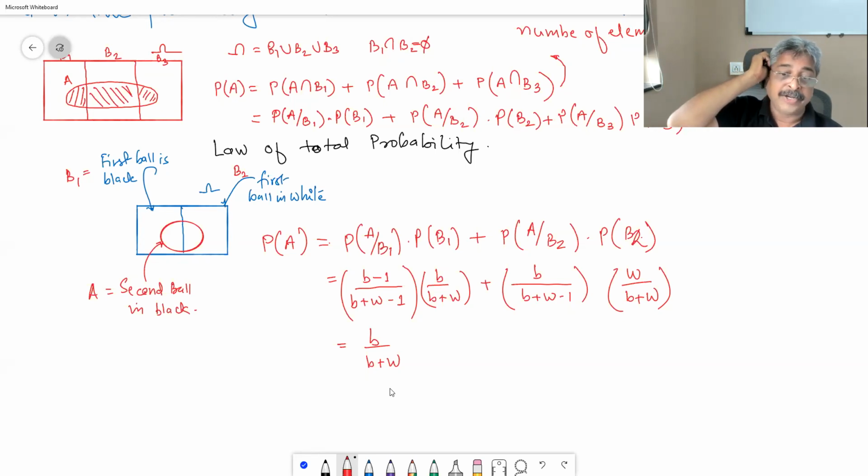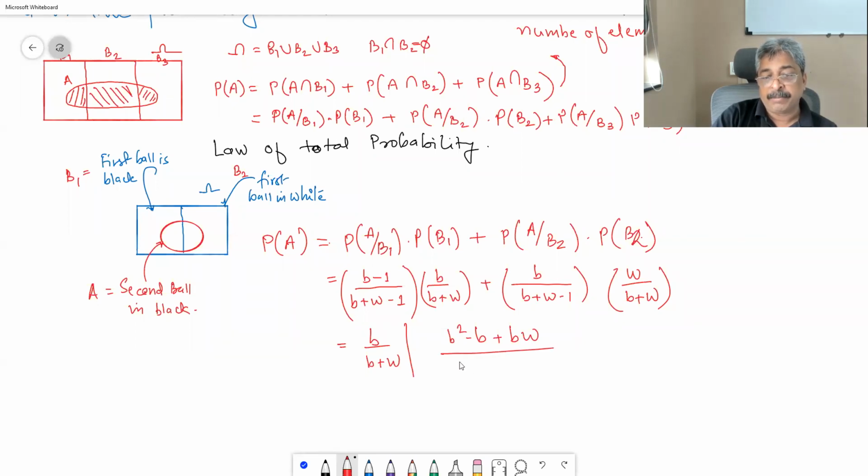Simplification will lead to B upon B plus W. Do you want to see that? Okay. Denominator both sides is same. Therefore, numerator is B square minus B plus BW divided by B plus W minus 1 into B plus W.